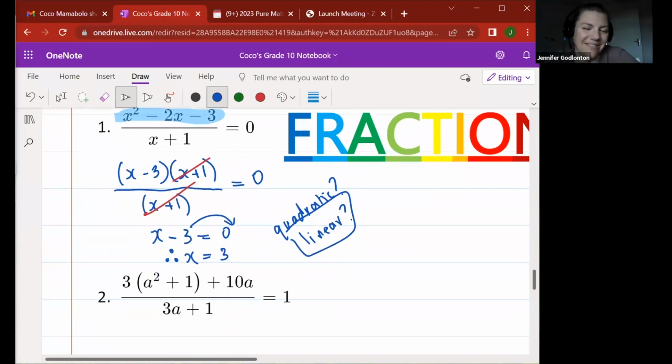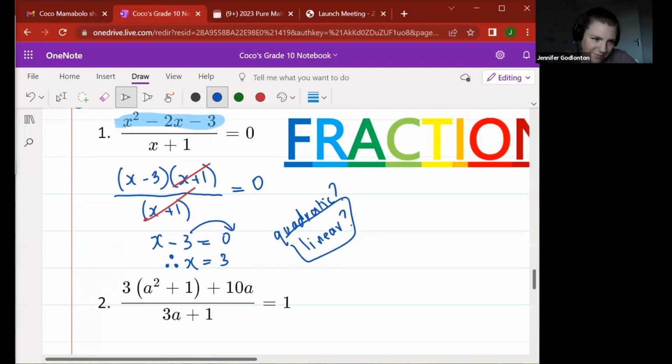Let's have a look at number 2 then. Now, number 2 is a little bit different because there are different things happening on both sides. There's a lot happening on the left-hand side, but we also have a 1 on the right-hand side now. It's not just a 0 anymore. That can be a bit confusing.